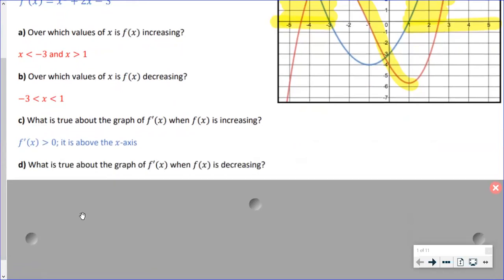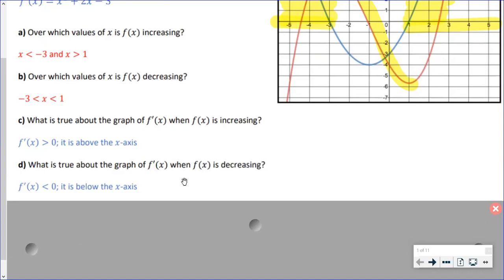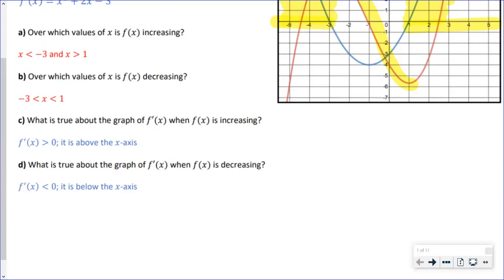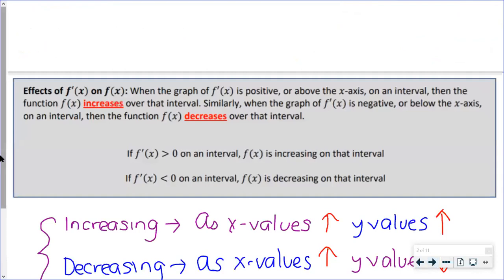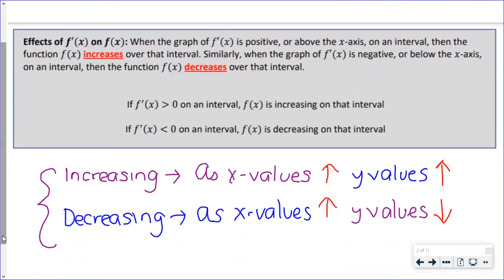So the opposite happens when f of x is decreasing. When f of x is decreasing, we can expect that our derivative function is always below the x-axis. We're going to test different functions to see whether this is true. Something I'm going to include in your notes, and this is something you would want in your study notes, is a summary of what it means to be increasing or decreasing in general, and the effects of f prime of x on f of x.